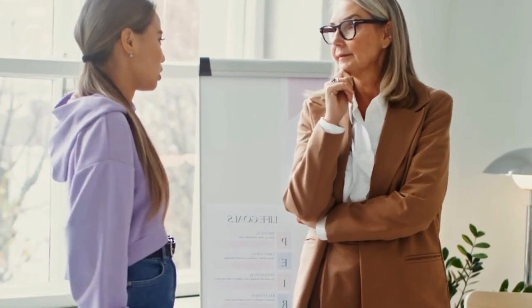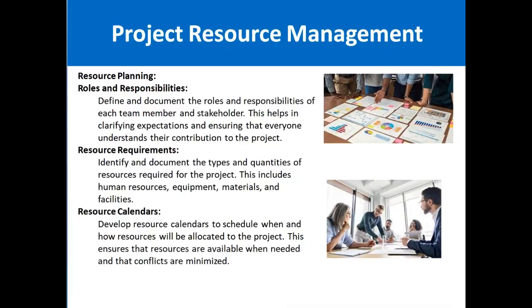That means you should clearly define and document the roles and responsibilities of each team member and stakeholder. This helps in clarifying the expectations, ensuring that everyone understands their contribution to the project. The requirements of the resources should be clearly mentioned, that is, how many resources are needed. For example, if you are implementing a software project, you should know that you need two software developers, one software designer, one QA person, one DevOps, and one production engineer.